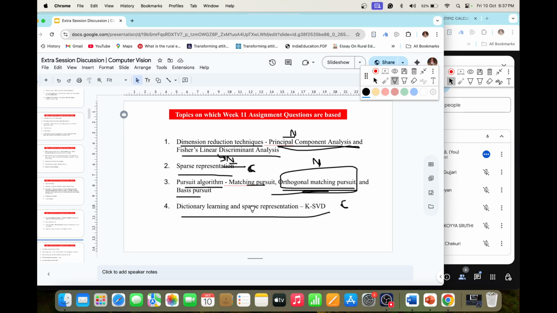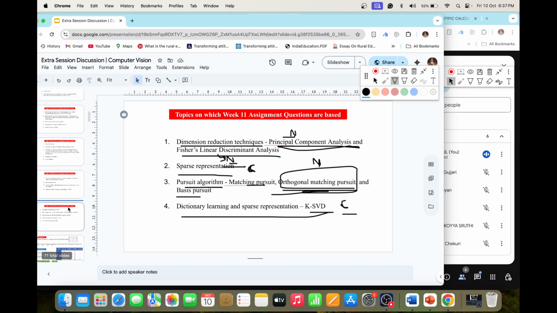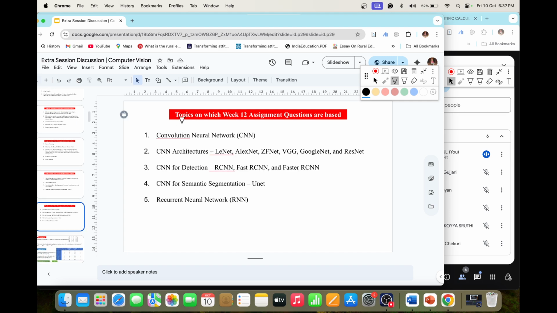And at last, dictionary learning and this K-SVD, again it is important from your conceptual point of view. Okay, so this is regarding your week 11. And at last we have this week 12. Week 12 is related to your CNN and RNN. Okay, so CNN, this is a vast topic.